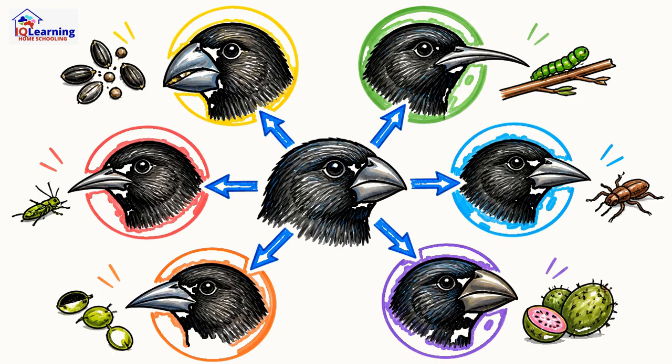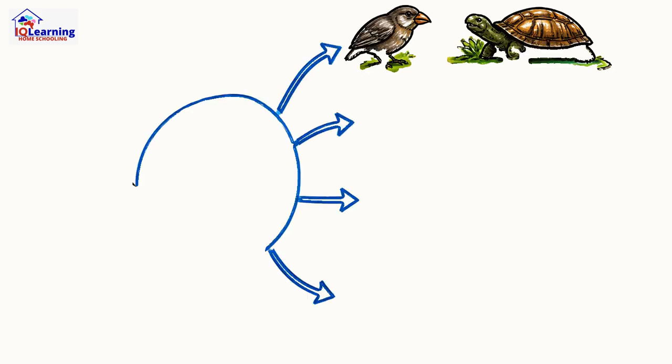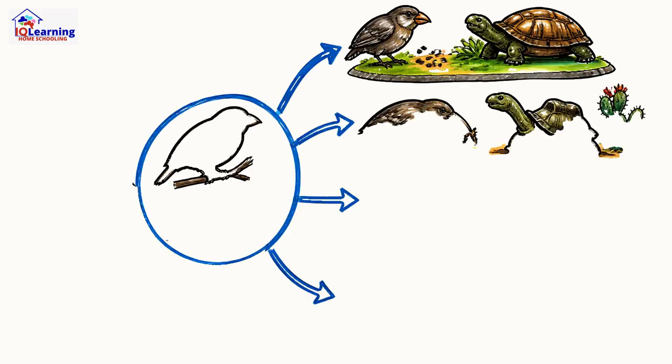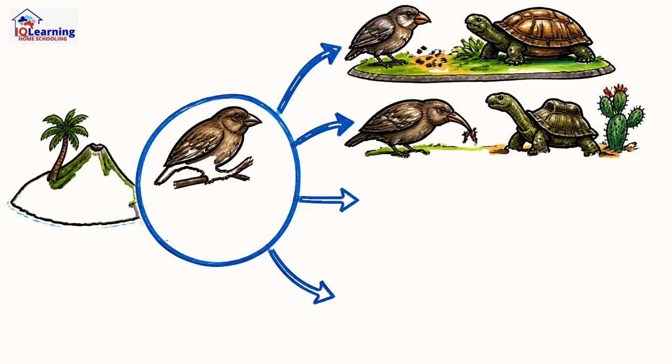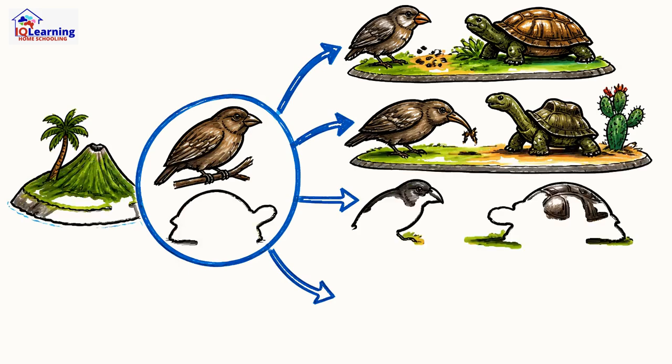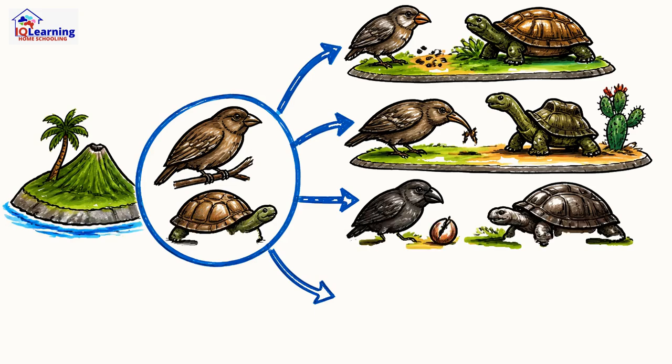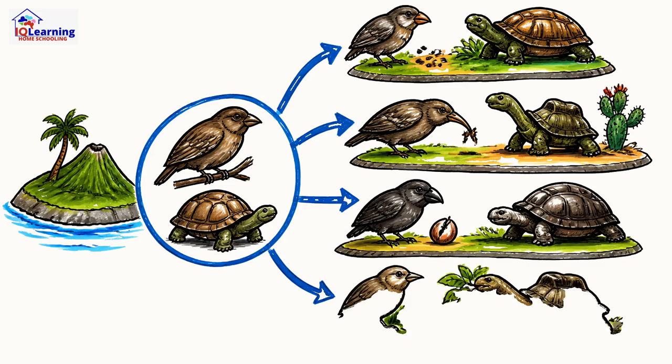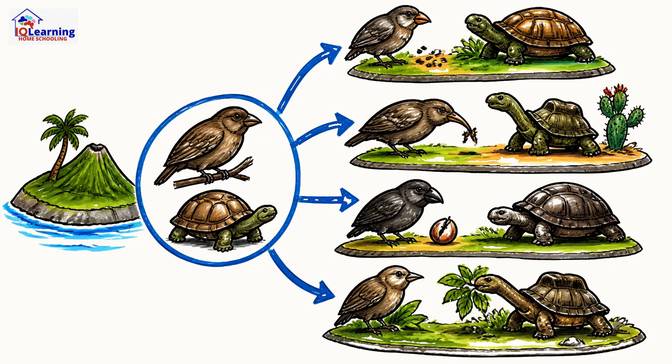from island to island. Darwin realized these weren't separate creations. A single ancestor species must have reached the islands long ago. Over thousands of generations, different groups adapted to the unique food sources on their new island homes. He called this descent with modification.